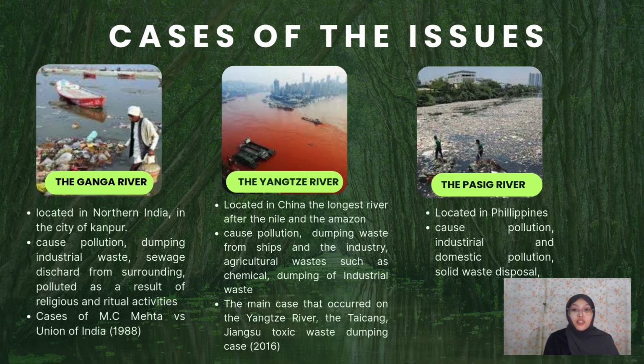This river suffers from heavy industrial and domestic pollution. Solid waste disposal, urban activity, and improper waste management have contributed to its long-term degradation. These 3 rivers show how pollution is a global issue. Industrial activity, improper waste management, and human behavior all contribute to the decline of river quality. Understanding these cases helps us find better solutions for the future.